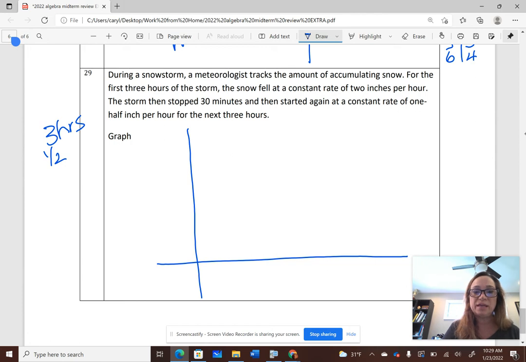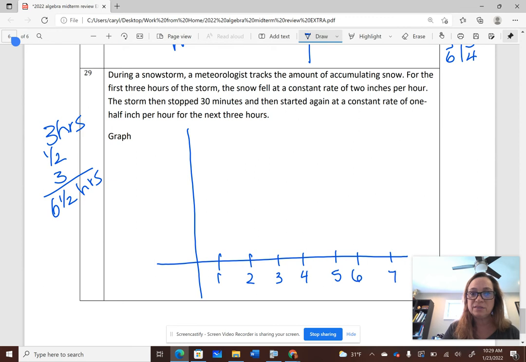And then it started again for the next 3 hours. So I'm doing 6.5 hours. And I kind of just do that so I know what to set up over here. 1 hour, 2 hours, 3 hours, 4 hours, 5 hours, 6 hours, 7 hours. And then the snow is going to be 2 inches per hour for 3 hours. So that's 6 inches, stops, none, and then half an inch for three. So it's going to be a little less than 8. 1, 2, 3, 4, 5, 6, 7, 8.